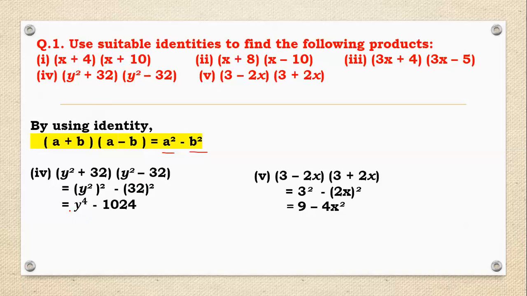So this is the solution we have got, y to the power 4 minus 1024. Now the fifth part also has been done similarly, just like the fourth part, a square minus b square. Here we have a is 3 and b is 2x. So this is the solution of question number 1.